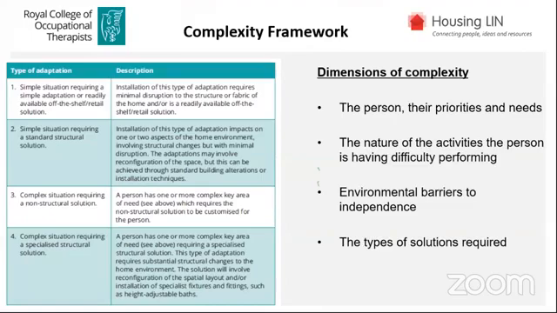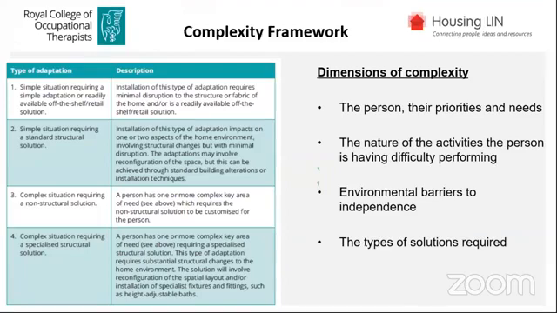The other dimension of complexity is the complexity of the activity that the person is wanting or having difficulty performing. So for example, are there lots of carers involved? Are there lots of steps involved in the activity? Does the activity happen in several areas of the home environment? So we've unpicked that when looking at complexity. We've then thought about the complexity of the environmental barrier that's causing the issue. Is it a relatively simple barrier?